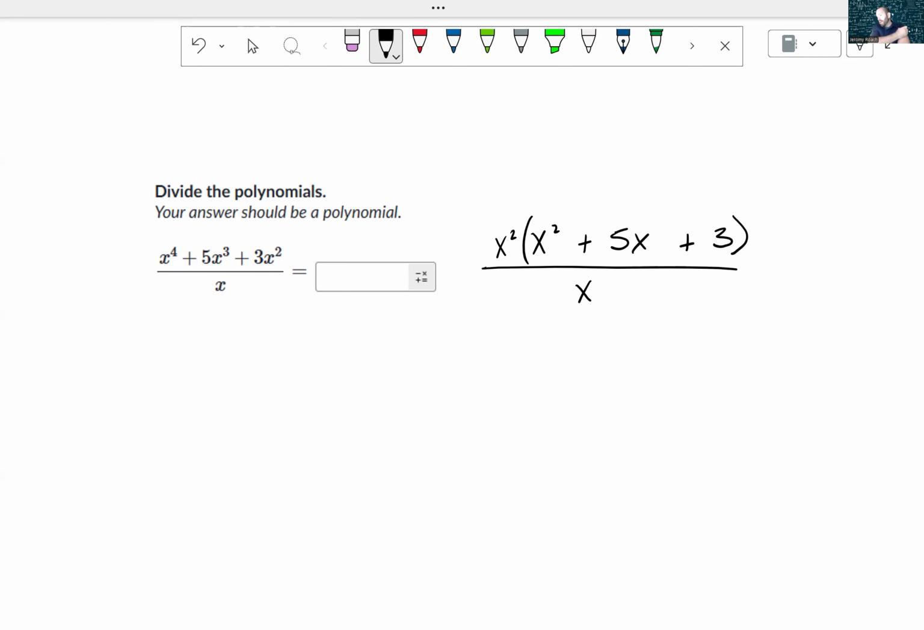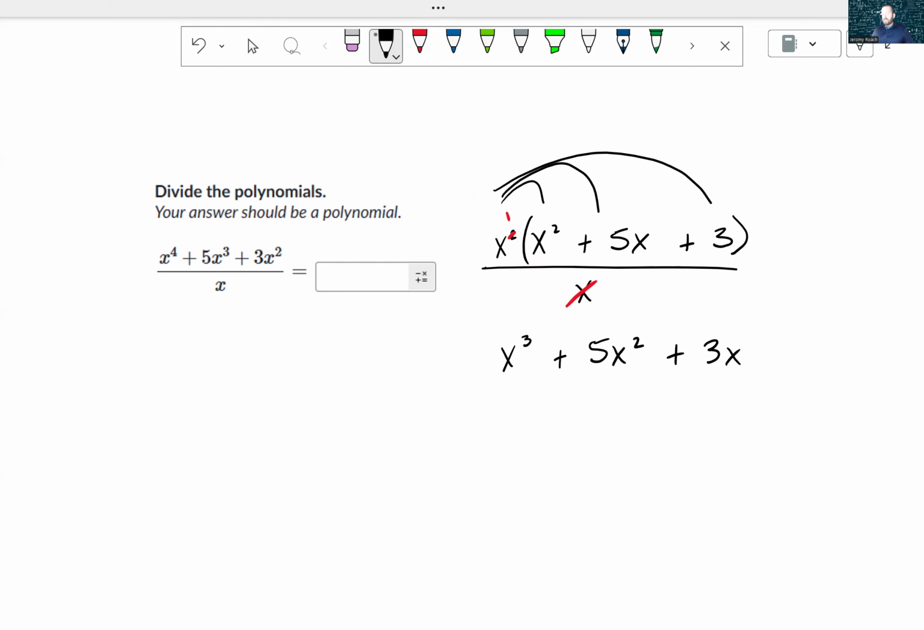Now we're just looking at these two. You can find the greatest common factor and cancel it out. So that x cancels with that, and that's just x to the 1. It says the answer should be a polynomial, so we're going to re-multiply this out. That's x cubed plus 5x squared plus 3x, our final answer.